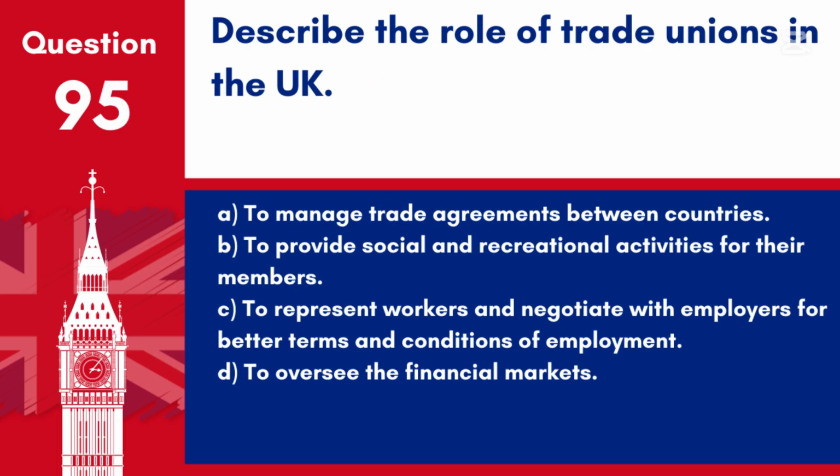Question 95. Describe the role of trade unions in the UK. A. To manage trade agreements between countries. B. To provide social and recreational activities for their members. C. To represent workers and negotiate with employers for better terms and conditions of employment. D. To oversee the financial markets.